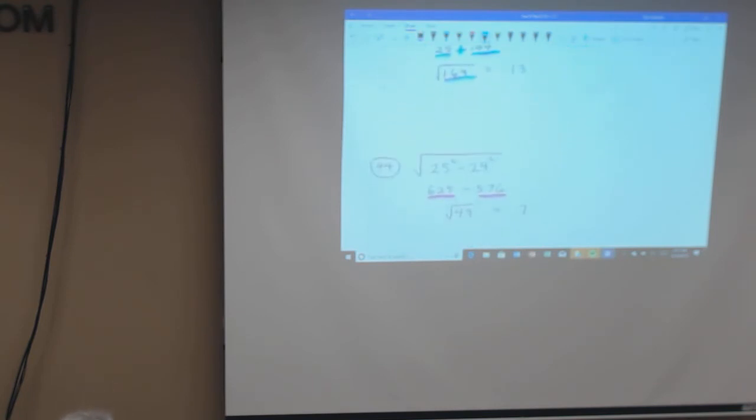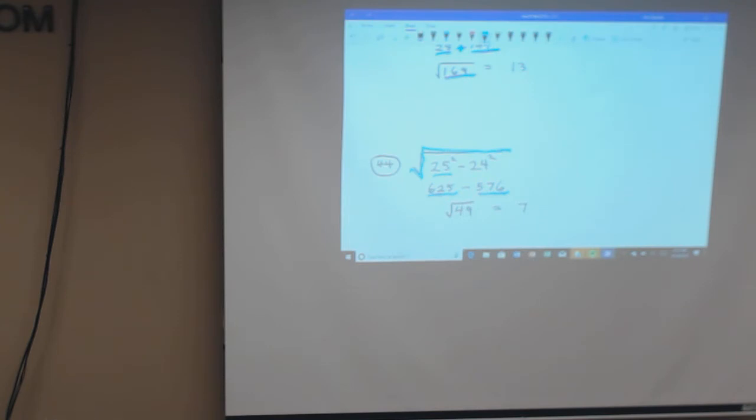Number 44. What's 25 squared? Remember, it's all under this big radical sign. What's 25 squared? You don't know. Okay, get your calculator. 25 times 25, 625. There you go. What's 24 squared? 576.